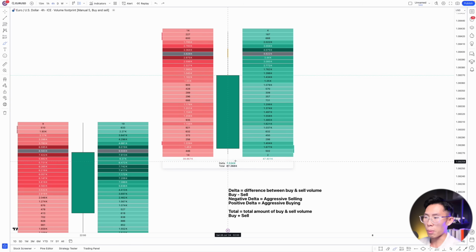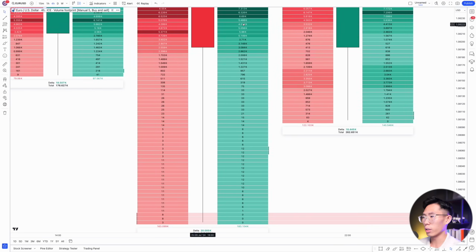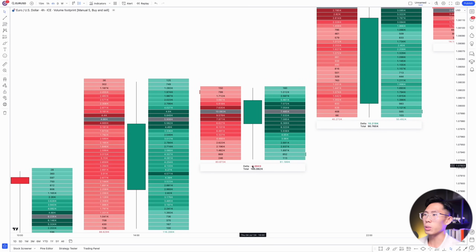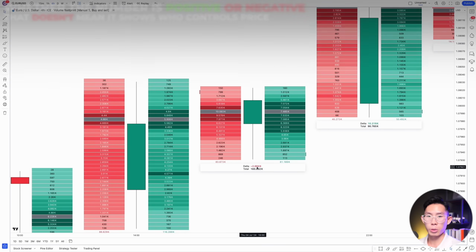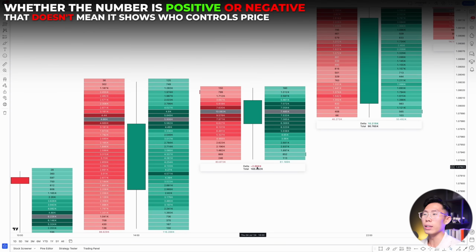Okay, so if you see a positive delta number like this, like 7.534k, that's pretty positive. This tells us that there is aggressive buying. Now, if you see a negative number, like this one right here, this means there is aggressive selling. And one thing to note is that just because the number is positive or negative does not really mean it correlates to who is in control of price.